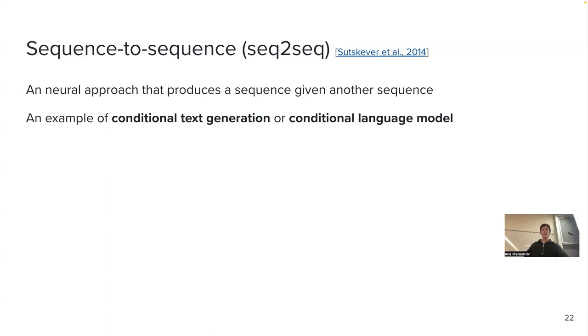This is an example of what we also call conditional text generation or a conditional language model. Remember, language modeling is the task of predicting the next word. Here you're just conditioning it on a sequence of tokens that are in another language. But then what you're doing is, again, next token prediction.